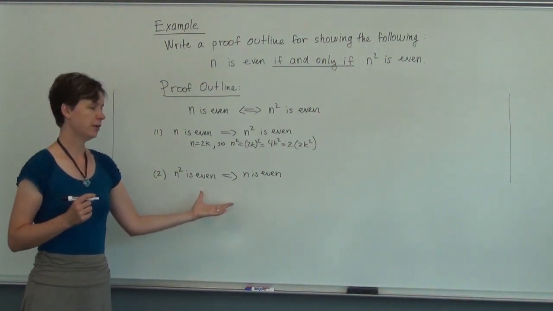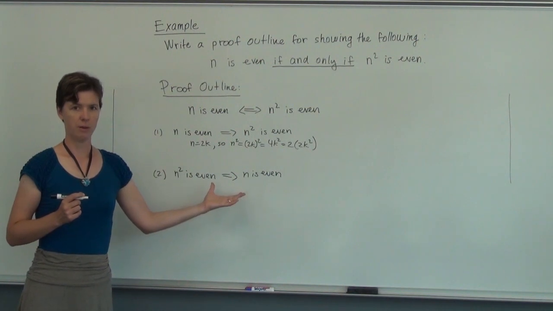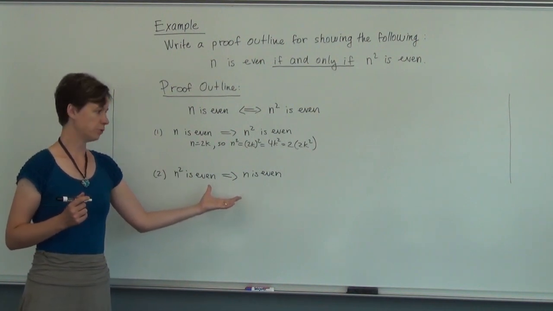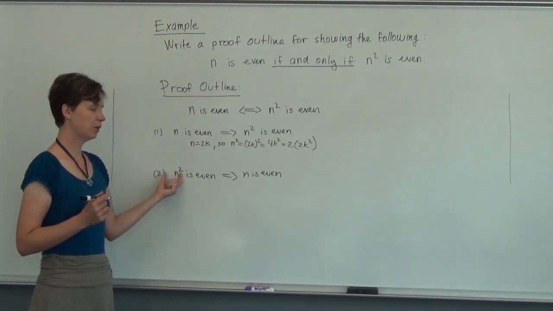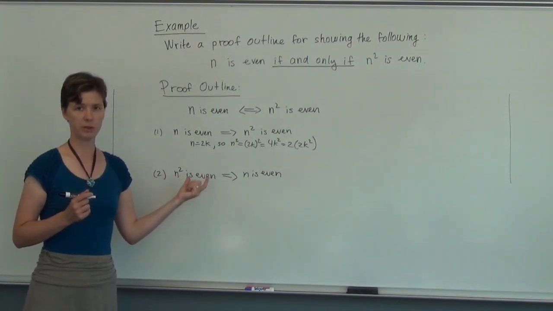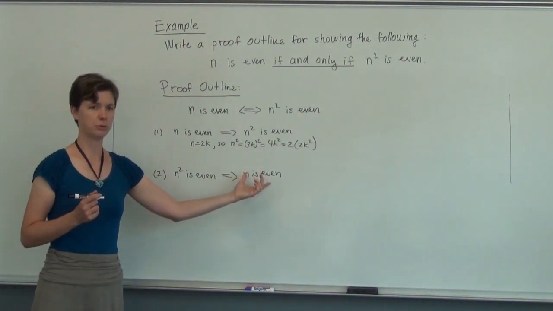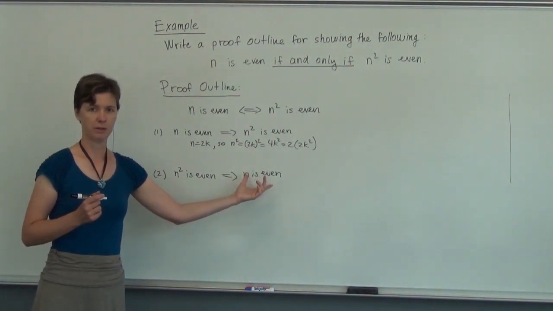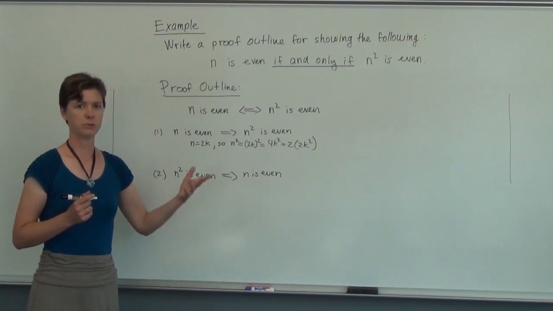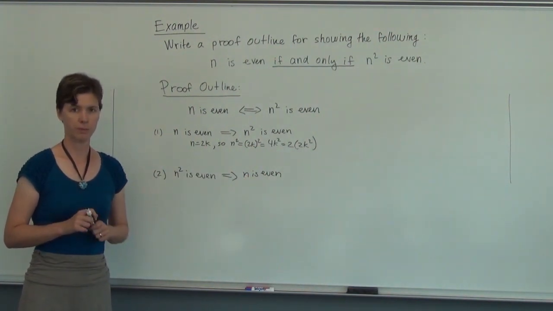Now this one is a little harder, because think of what you're going to run into. If you assume that n squared is even, you could write n squared as 2k. But then what? Somehow you need to get down to n. And this is where you might get into trouble.